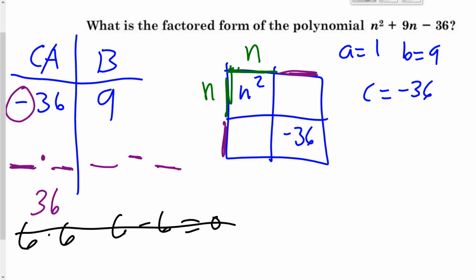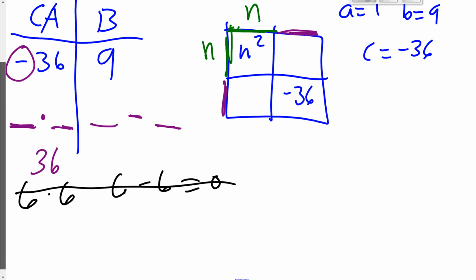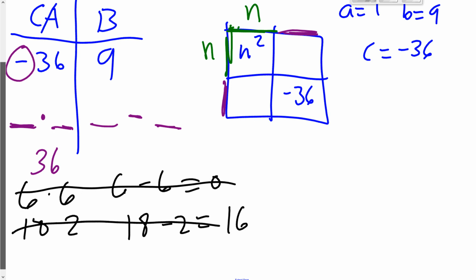That's 0. So that's not going to work. Okay, let's try a different one. What about 18 and 2? 18 times 2 is 36. But what's 18 minus 2? Always put the bigger one first. That's 16. So that's not going to get us there.